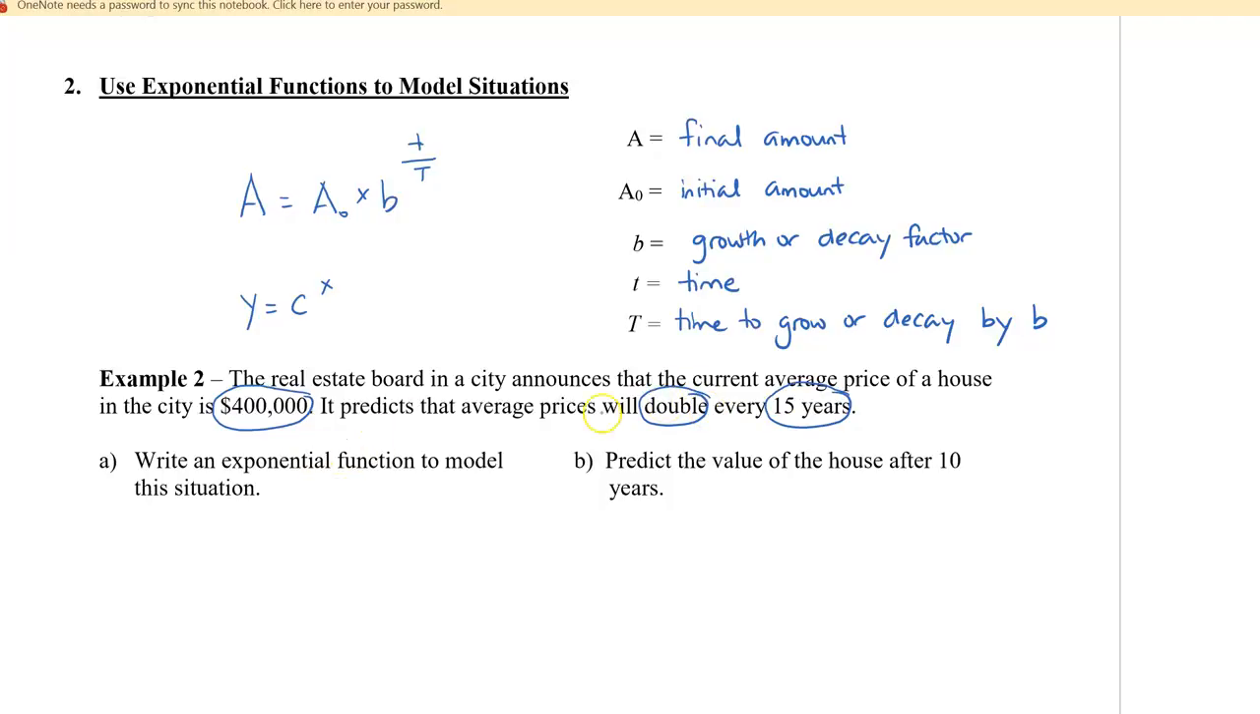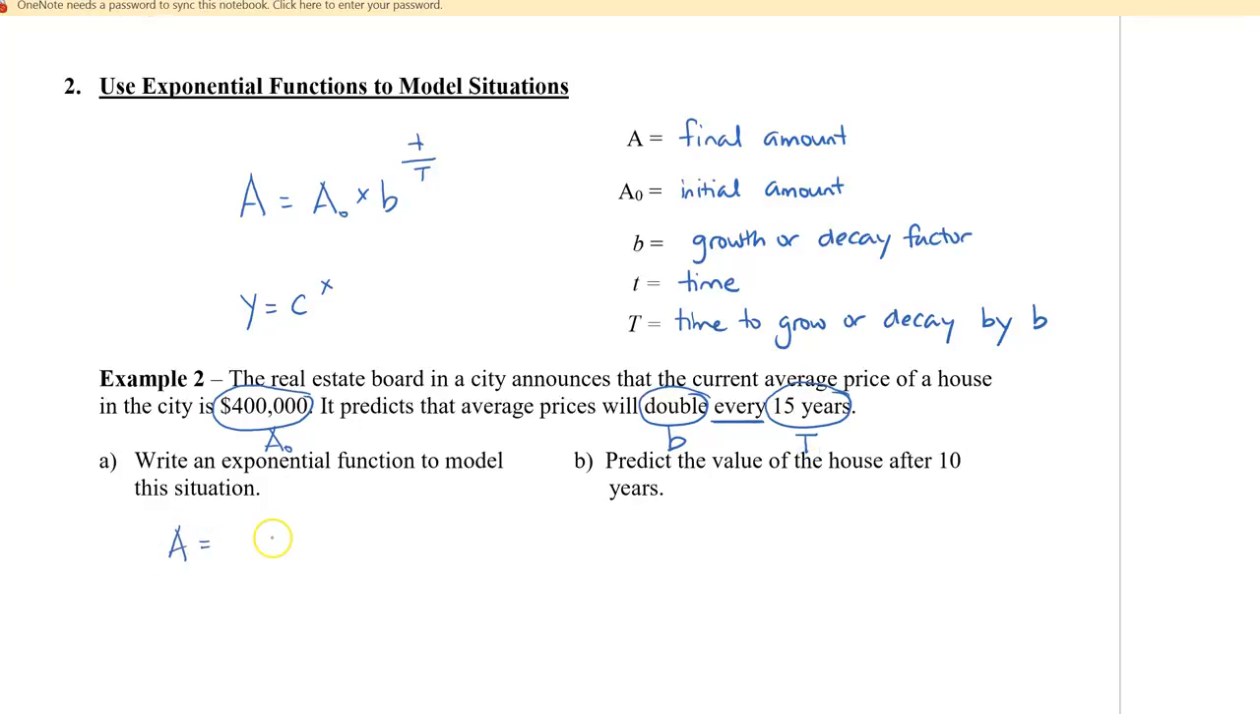So let's label these numbers according to our equation. So the $400,000, that stands for our initial amount because it says the current average price. So this is our A naught. Double means that that's our growth and decay factor. So that's going to be our B. And because it doubles every 15 years, these two are related. So it takes 15 years for the price to double. So this is my capital T.